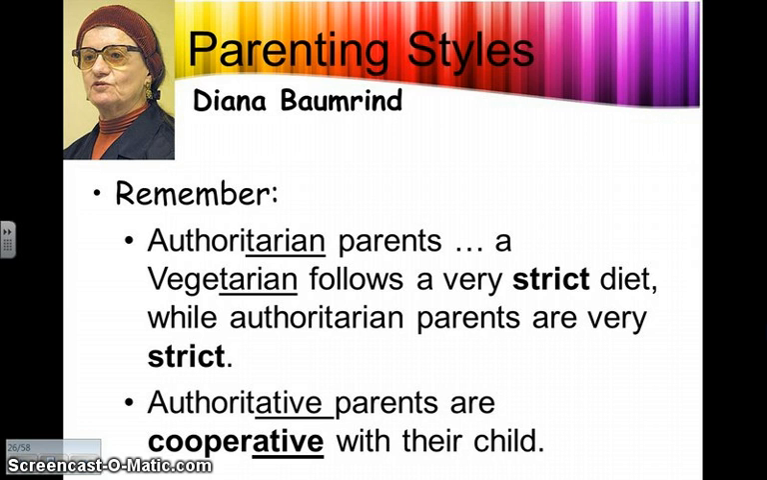The word authoritarian ends the same way as vegetarian. And a vegetarian is very strict about what they eat and what they don't eat. Well, authoritarian parents tend to be very strict with their children. Authoritative ends in the same way as cooperative. Authoritative parents tend to be very cooperative with their child. So if you can just remember that little mnemonic device, vegetarian and cooperative, that helps you to remember authoritarian and authoritative.